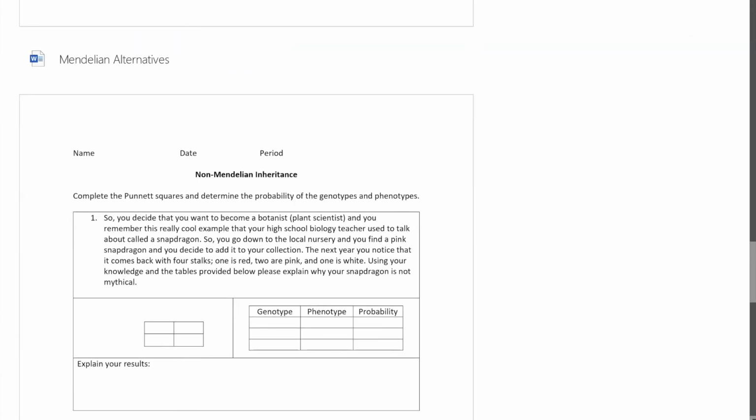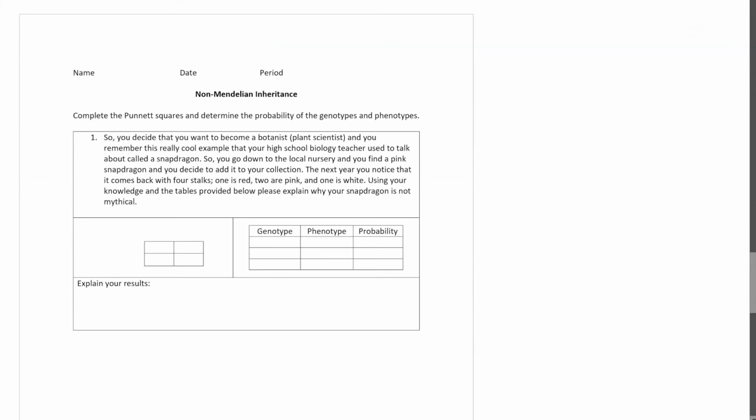Okay, now we're going to move on to the second worksheet that I have. This one is labeled as Mendelian Alternatives or Non-Mendelian Inheritance on my website. So now you've decided that you want to actually go and become a botanist. You remember a really cool example that this high school biology teacher used to talk about with snapdragons. So you go down to the local nursery, you find a pink snapdragon. Okay, so now you know you're dealing with capital R, lowercase r. Okay, and you decide to add it to your collection of snapdragons because evidently you've become a snapdragon collector.